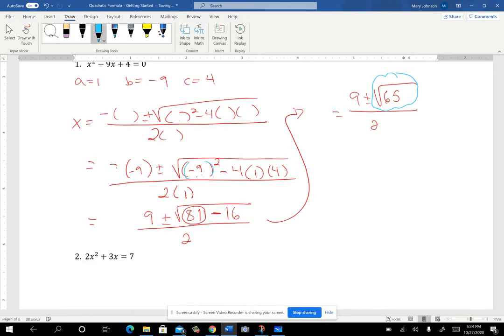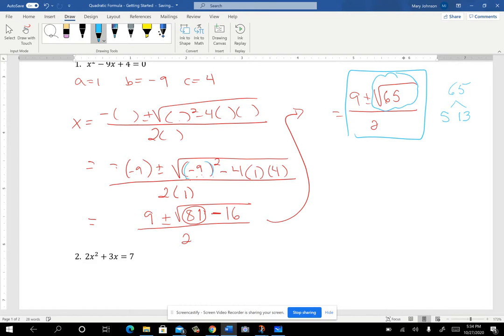In this case, 65, when you try to break it down, 5 goes in there, but it goes in there 13 times and there's no other factors. And so it turns out that 65 doesn't contain any perfect squares. So you can't do any more to the square root of 65. That would be considered fully simplified. And your answer would be these two things.